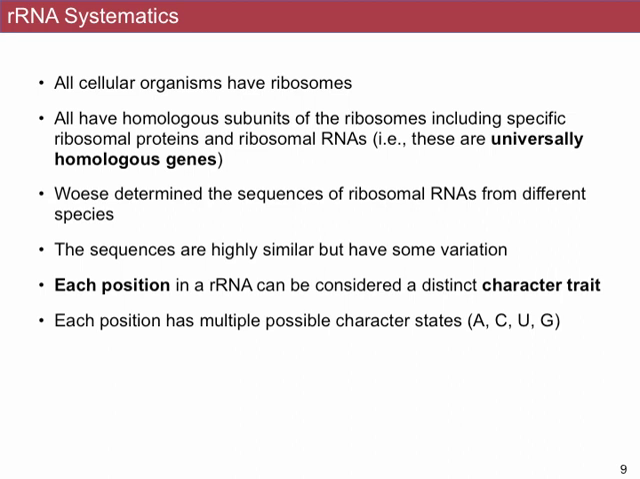So you now line these organisms up and compare them, and this sort of outlines the logic behind that. All cellular organisms have ribosomes. They all have these homologous subunits. What Woese did was he read the string of letters inside the genes for the ribosomal RNAs in these different organisms. Again, they're very similar to each other, but not identical. Each position can be considered a distinct character trait. He actually looked at the RNA. RNA uses A, C, U, and G as the four bases. DNA uses A, C, T, and G, but that subtle detail doesn't really matter for our purposes here. There are four different character states for each character in the ribosomal RNA.